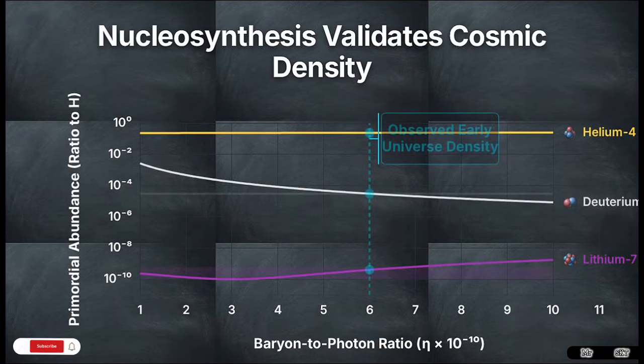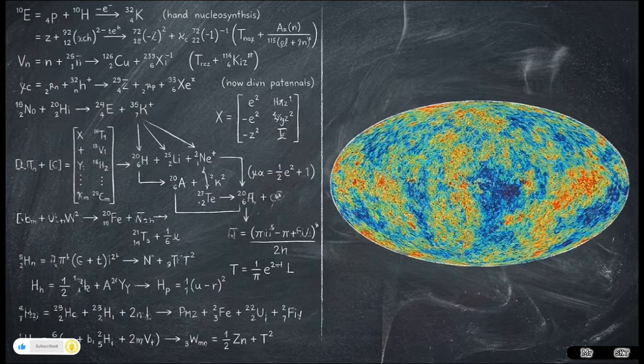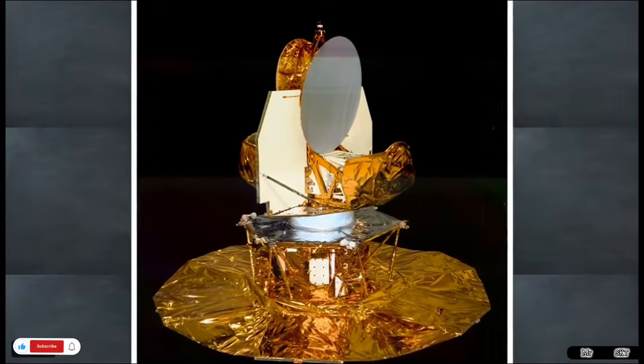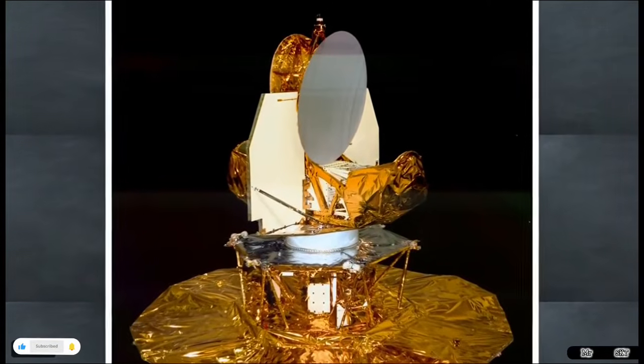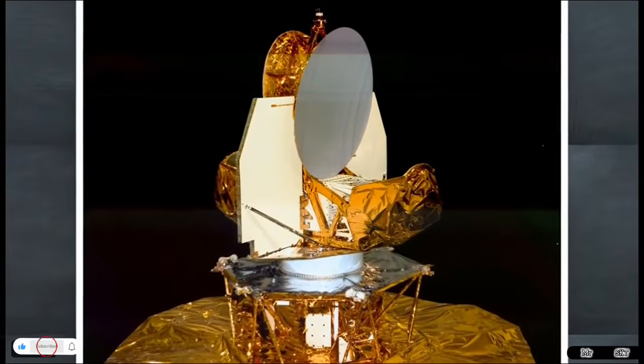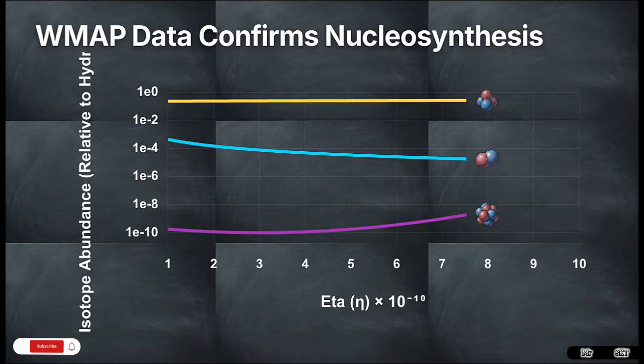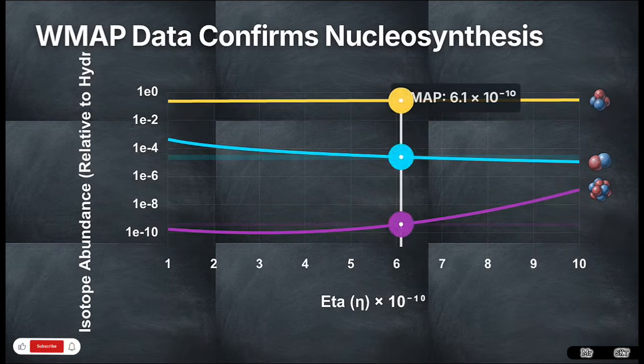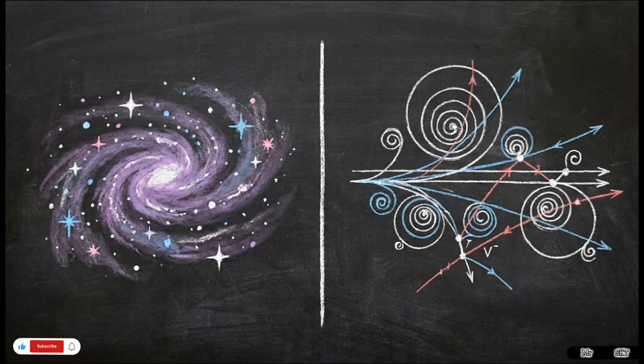If the Big Bang model is accurate, we can calculate the eta parameter using a completely independent method. This calculation was performed by the Wilkinson Microwave Anisotropy Probe, which analyzed the temperature fluctuations in the cosmic microwave background to measure the baryon density. WMAP calculated an eta value of 6.1 times 10 to the negative 10th. When that vertical line drops down, it intersects the exact crossover points of the theoretical curves and the observed abundance bands. These independent datasets, spanning billions of years and different branches of physics, arrive at the exact same physical parameter for the birth of the universe.